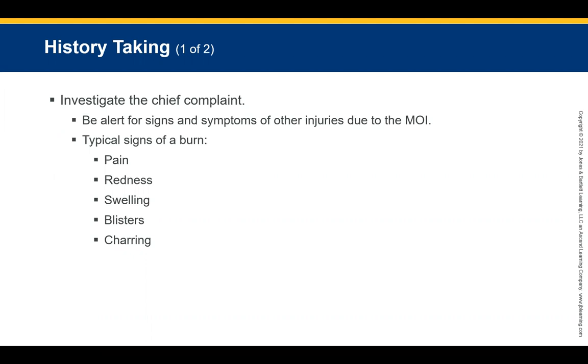Obtain a medical history and be alert for injury-specific signs and symptoms and pertinent negatives. Along with the SAMPLE history, ask some of the following questions. Are you having any difficulty breathing? Are you having any difficulty swallowing? Are you having any pain? And check whether the patient has an emergency medical identification device. We're talking about something like an internal pacemaker. Those are important just as well as anything else.